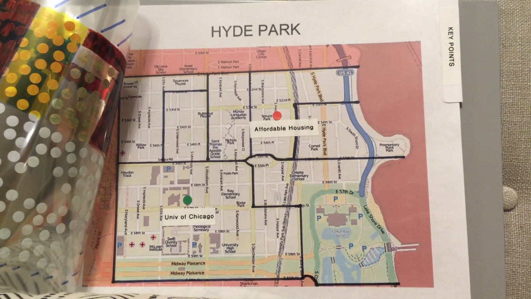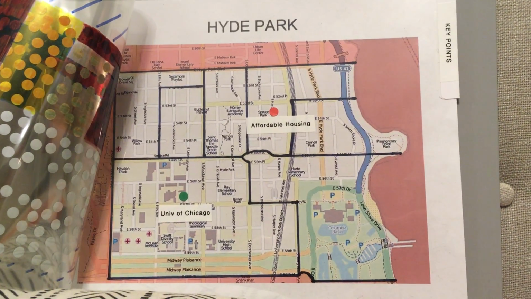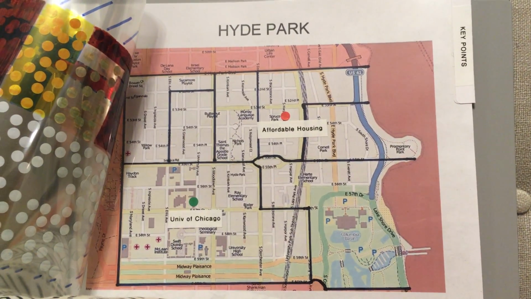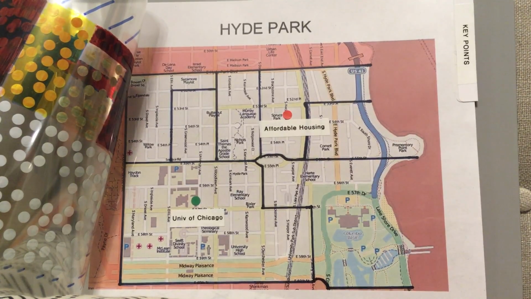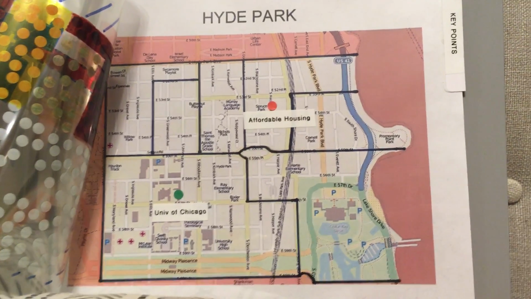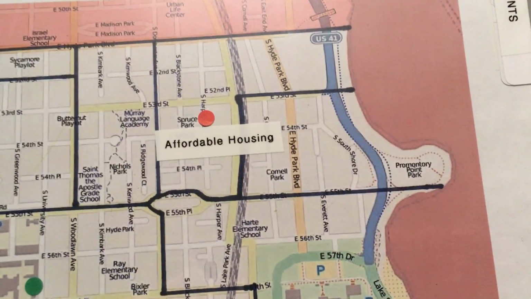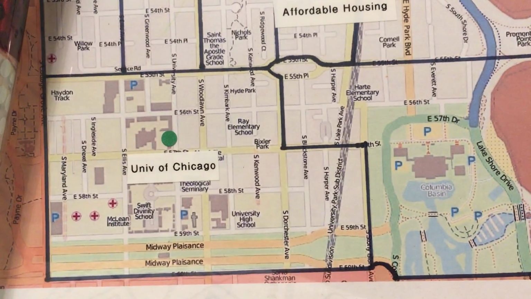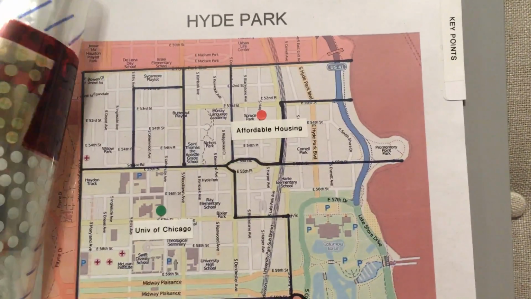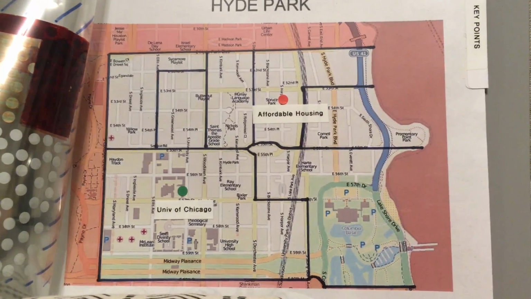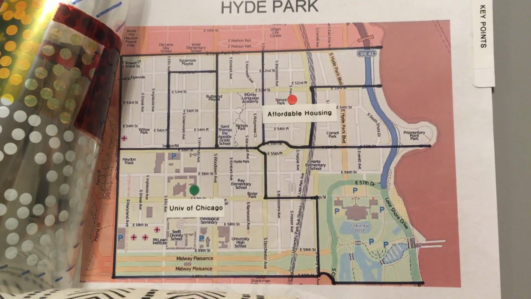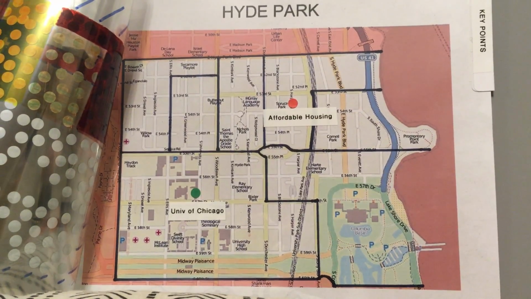So the key points on this map are the University of Chicago's campus and the one affordable rental housing development in Hyde Park. This development is located on South Harper Avenue between 53rd and 54th Streets. In my research, I found that there were several government-assisted housing developments in the community surrounding Hyde Park. It is significant to note that the whitest neighborhood on the south side only has one affordable housing unit. We'll get to that in a second.